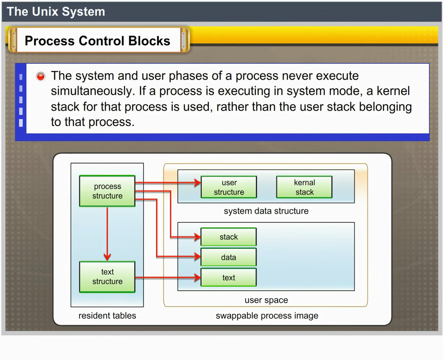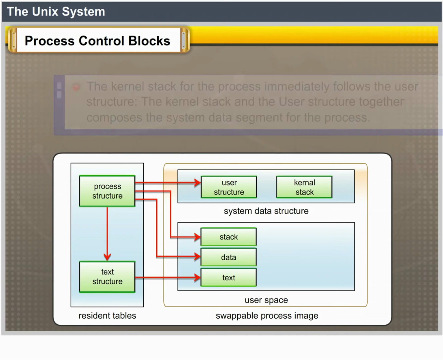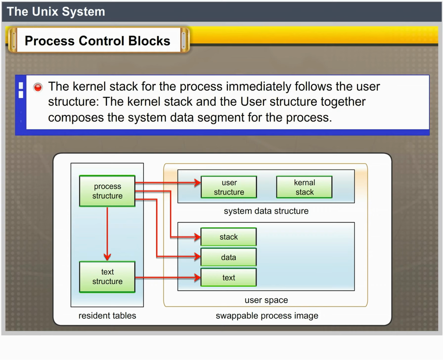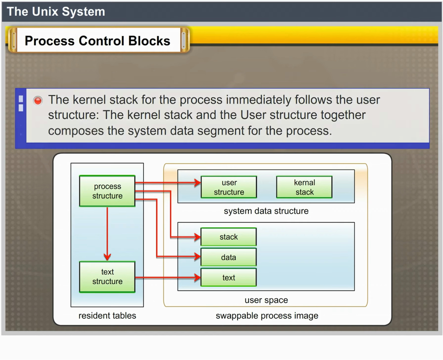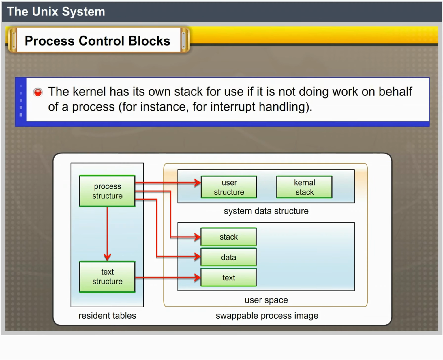When a process is executing in system mode, a kernel stack for that process is used rather than the user stack belonging to that process. The kernel stack for the process immediately follows the user structure. The kernel stack and the user structure together compose the system data segment for the process. The kernel has its own stack for use when it is not doing work on behalf of a process, for instance, for interrupt handling.